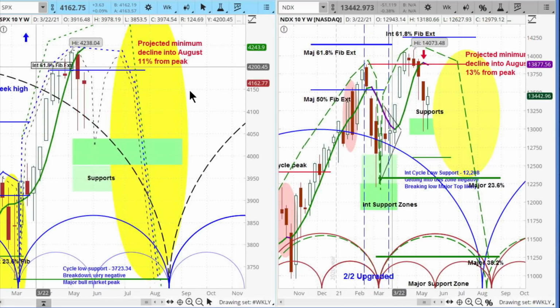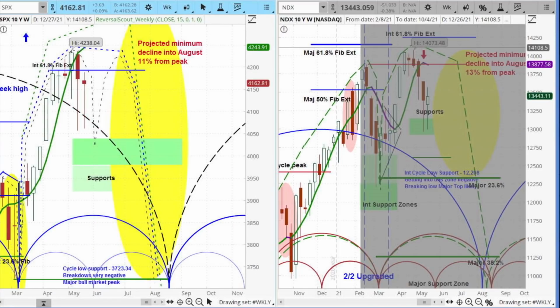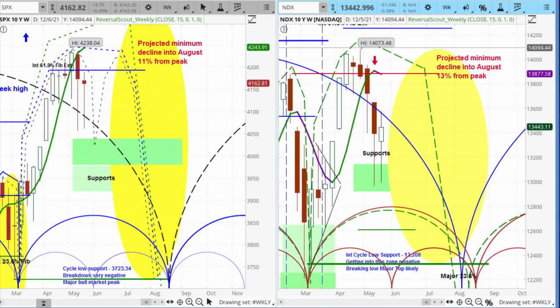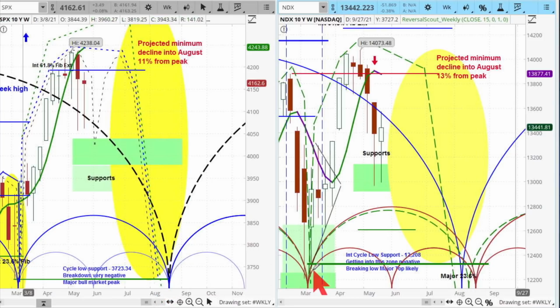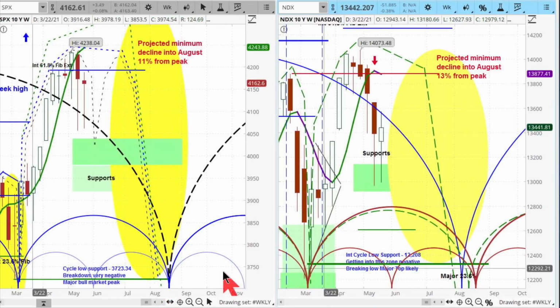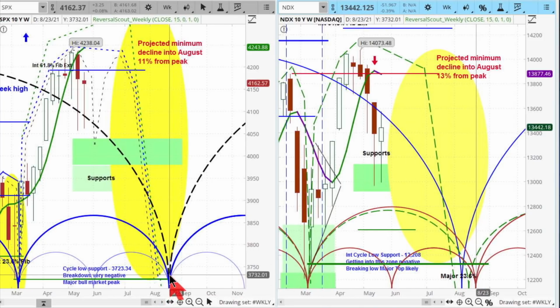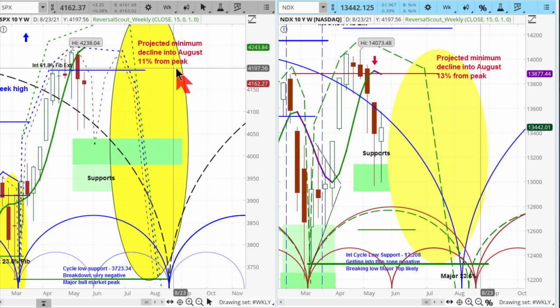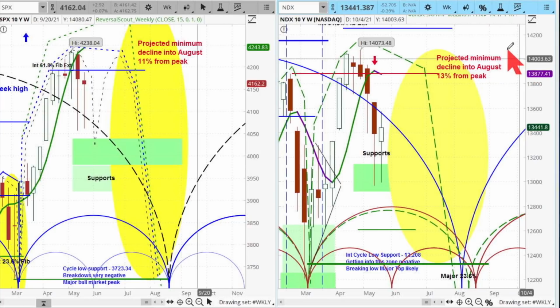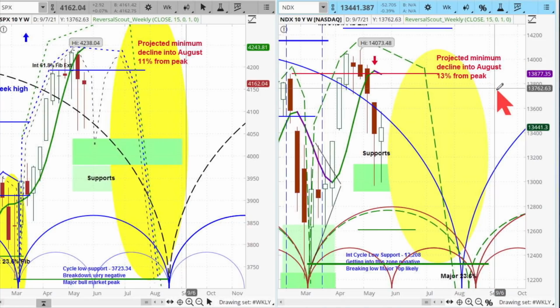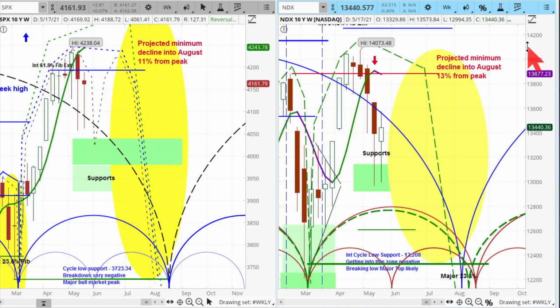And then after that occurs, we get into this riskier period right in here. Let me just bring in that cycle right there and right here, where the projections are for declines down at best case to the, we have a major 23.6 down over here. And what that says is that the projected minimum decline into August is 11% from the peak. The projected minimum decline for August for the Nasdaq is about 13% from the peak.